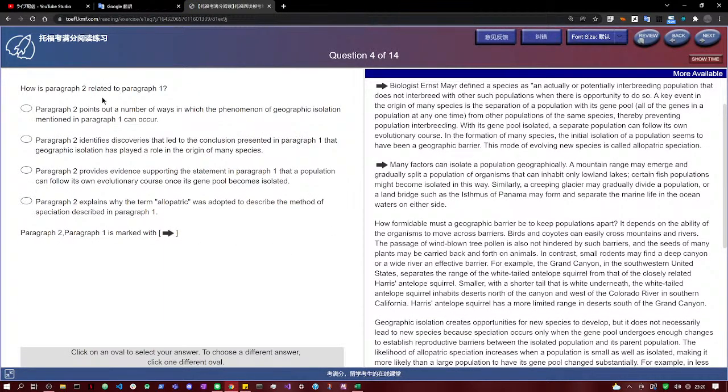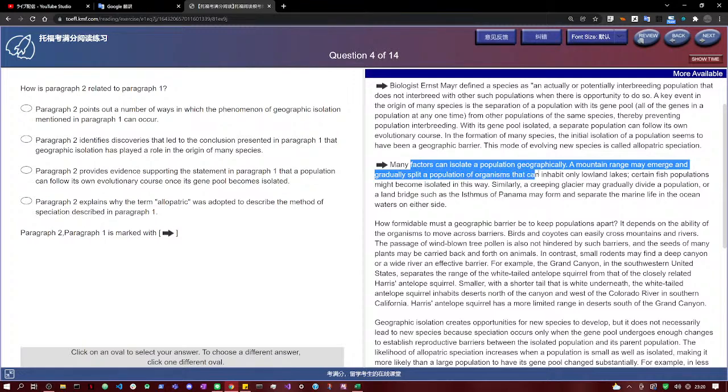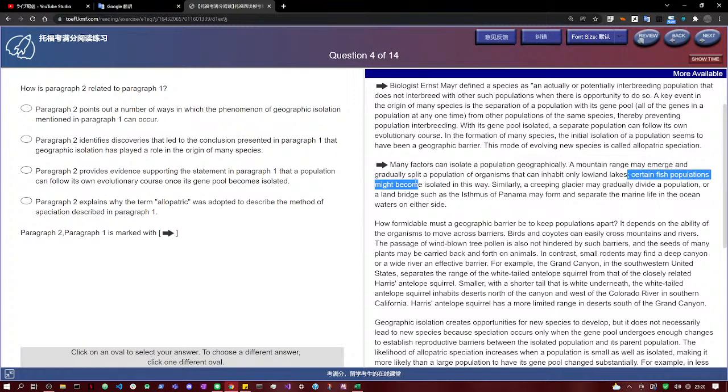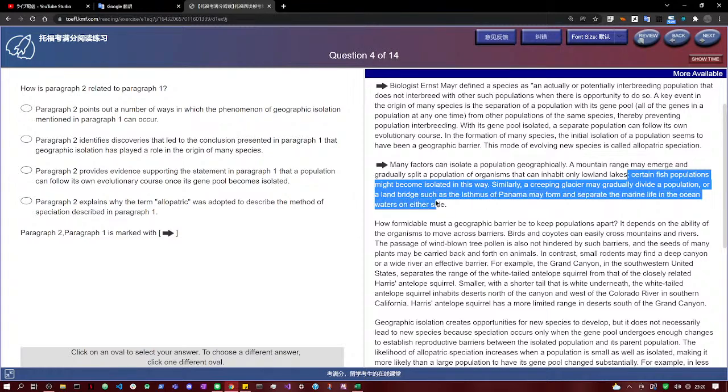How is paragraph 2 related to paragraph 1? Many factors can isolate a population geographically. A mountain range may emerge and gradually split a population of organisms that can inhabit only lowland lakes. Certain fish populations might become isolated in this way. Similarly, a creeping glacier may gradually divide a population, or a land bridge such as the Isthmus of Panama may separate the marine life in the ocean water on either side.